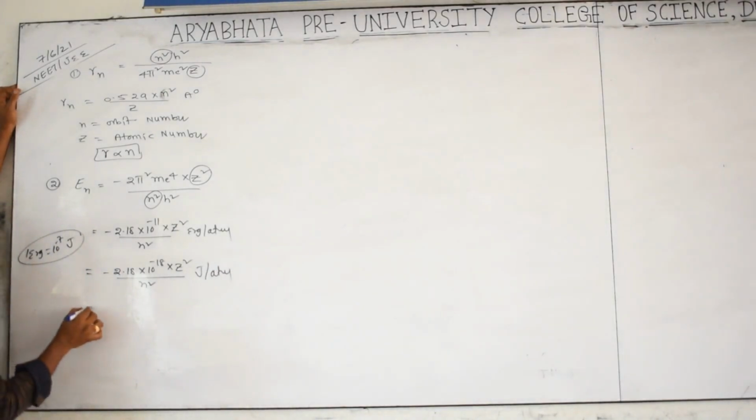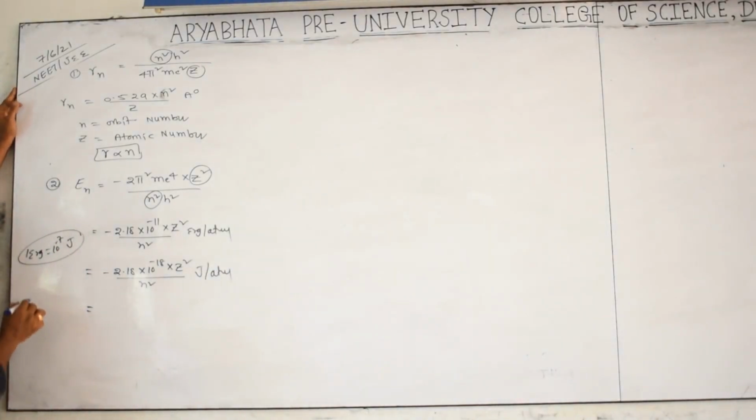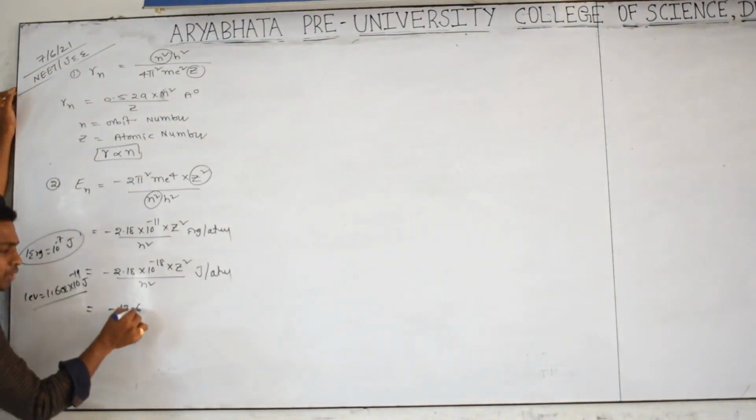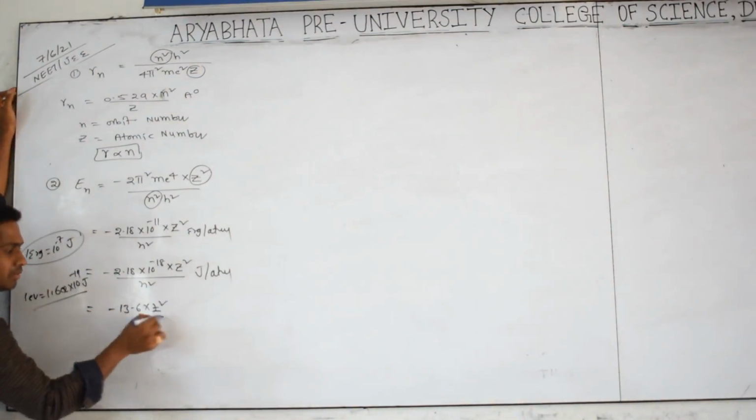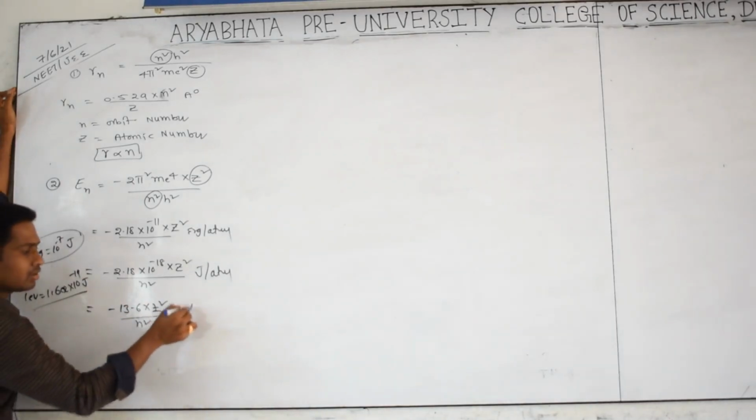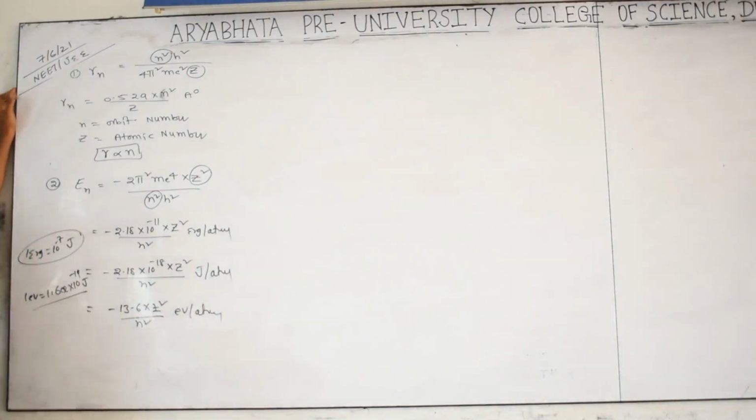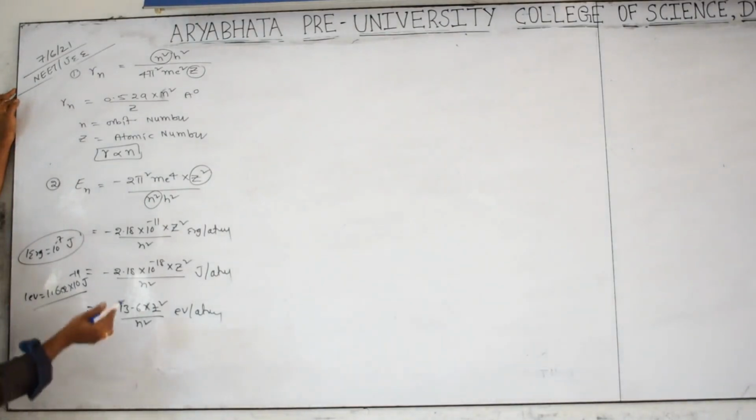And what is the relation between electron volts and joules? 1 electron volt is equals to the charge of electron, 1.602 into 10 to the power of minus 19 joules. Substitute. Then we are getting minus 13.6 into z square by n square electron volts per atom. Are you getting or no? Yes. 1 electron volt is equals to 1.602 into 10 to the power of minus 19 joules. According to that, we are doing simplification. We are getting this one.